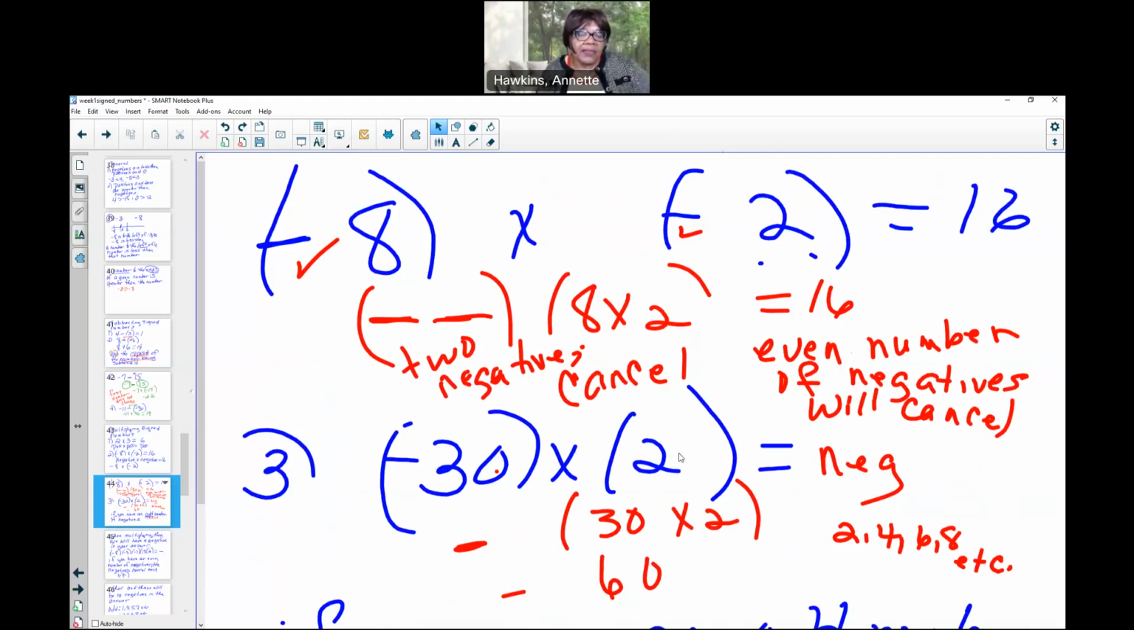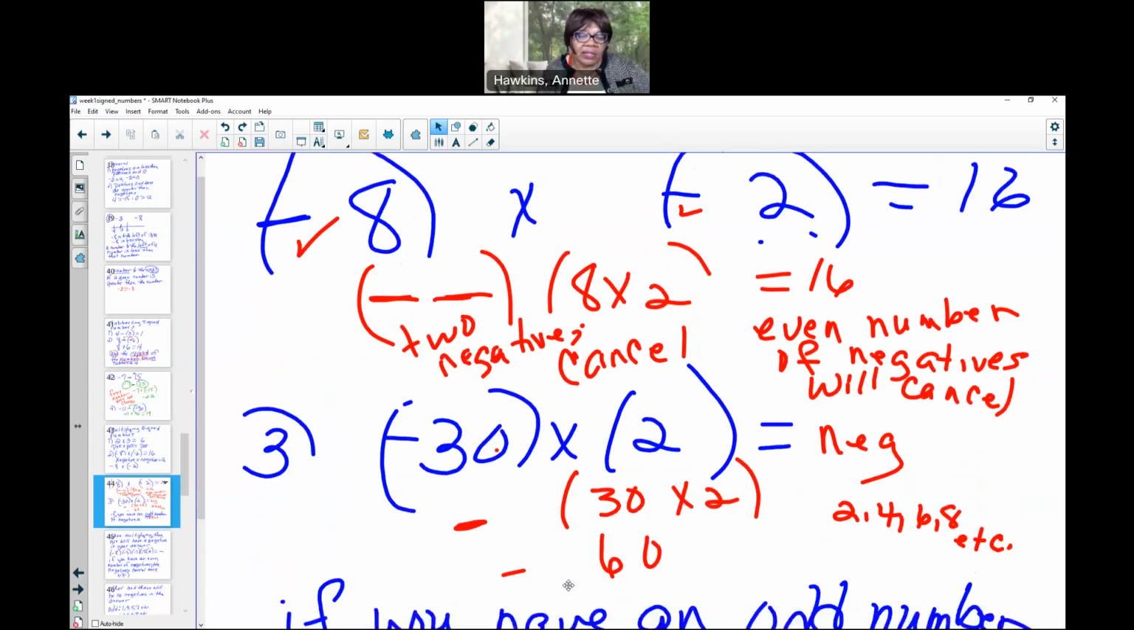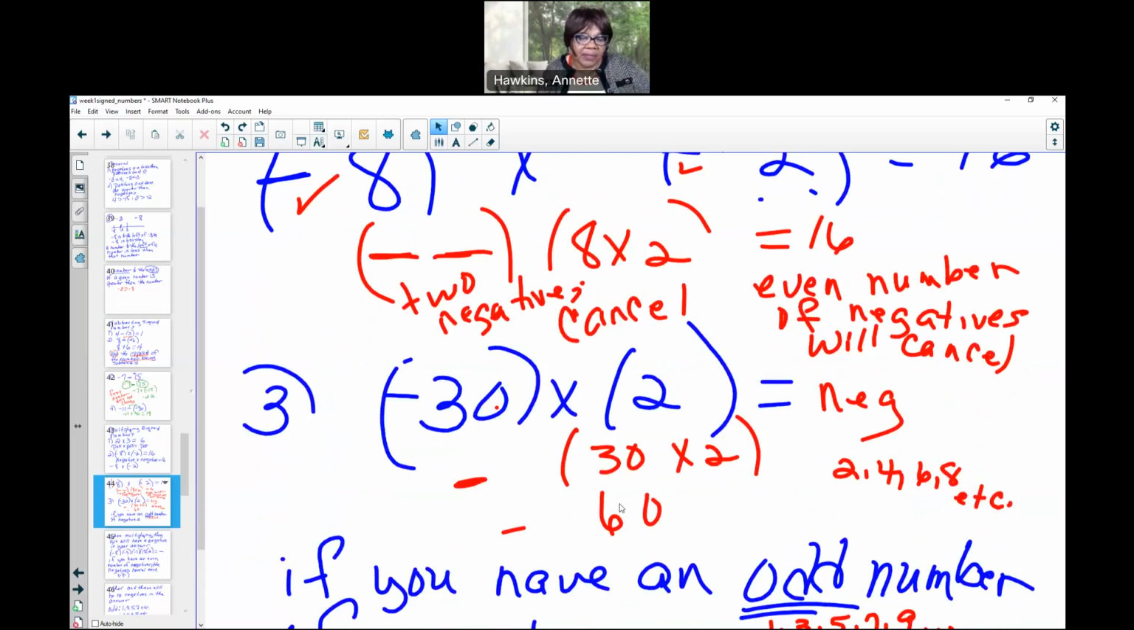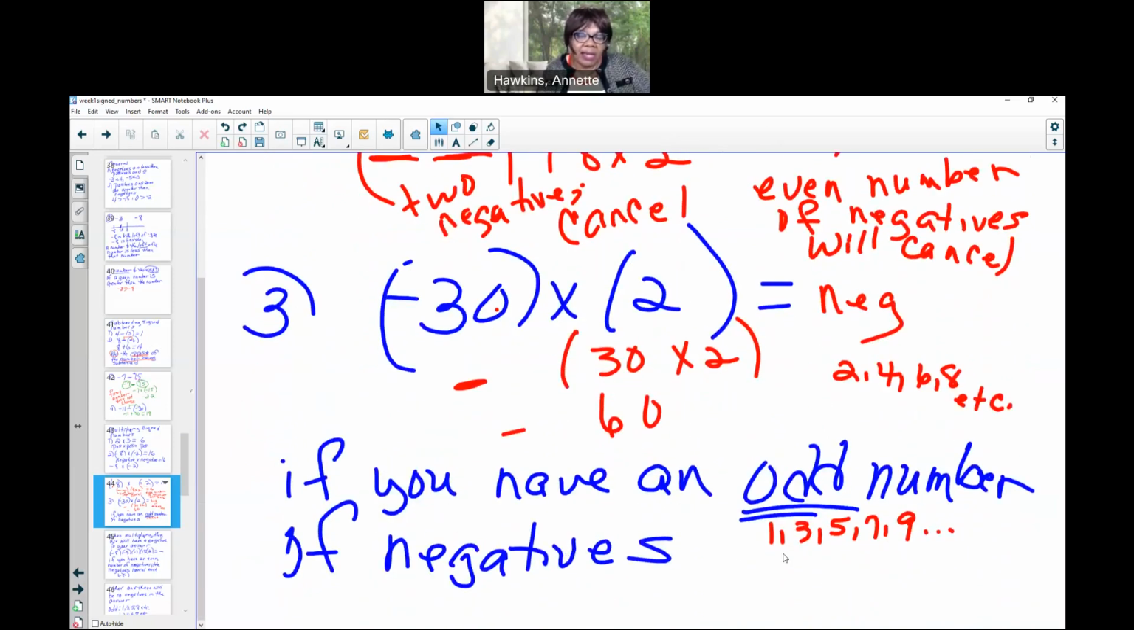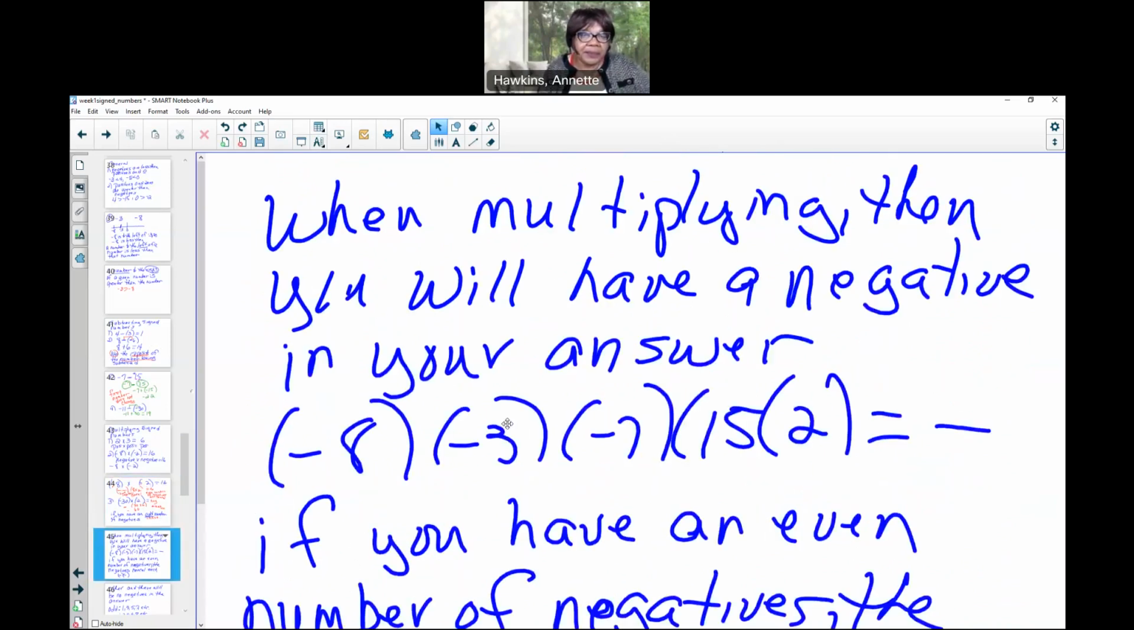A negative times a positive is a negative. Okay, now what I can do is move this negative on the outside, and 30 times 2 is 60, so that's negative 60. If you have an odd number of negatives, and odd is 1, 3, 5, 7, and 9, then you're going to have a negative in your problem. So when multiplying, you would have a negative in your answer.